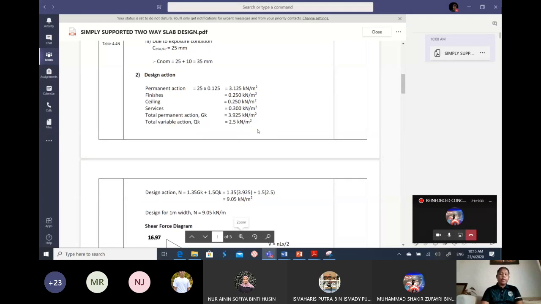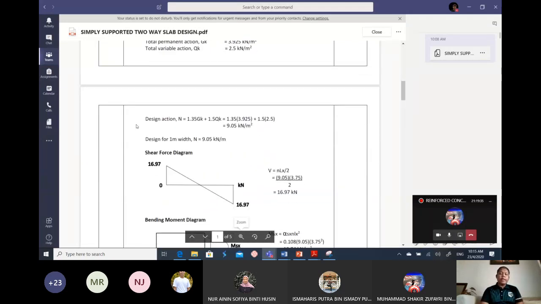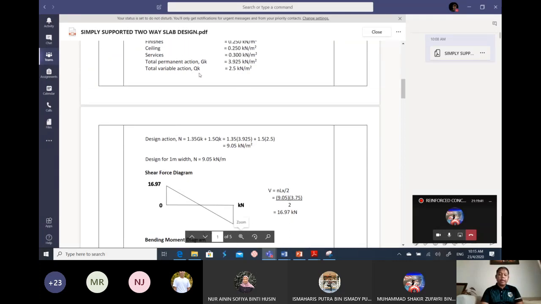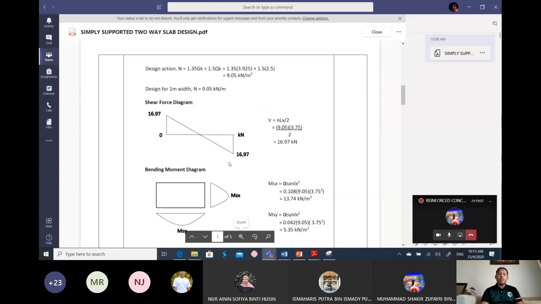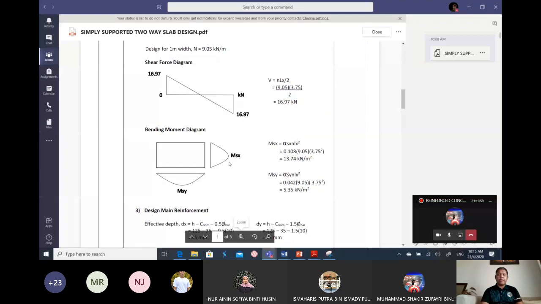Okay, next one, we have to design the action, actually design per meter length. So n equal to 1.35 GK plus 1.5 QK. We factorize the load, and we get 9.05 kilonewton per meter square. Then we design per meter length, n equal to 9.05 kilonewton. As usual, we have to draw the shear force and also the bending moment.